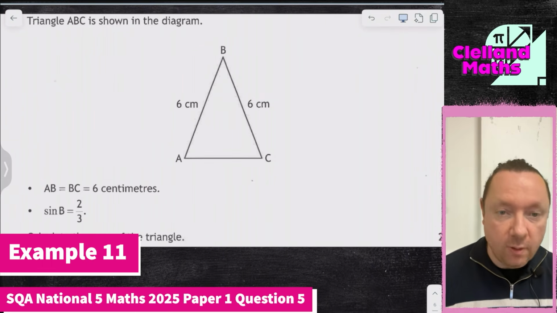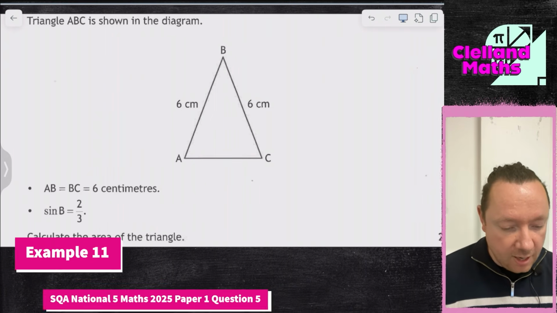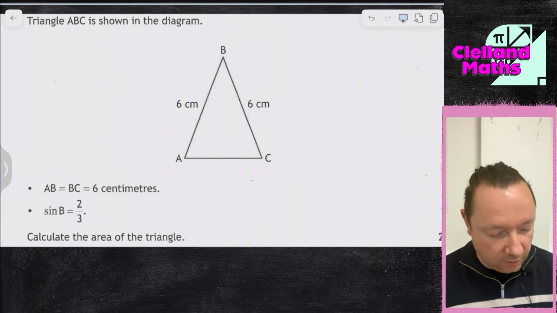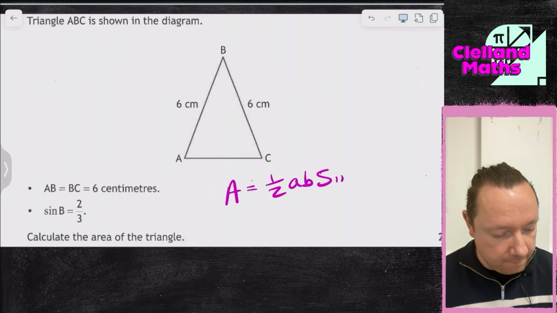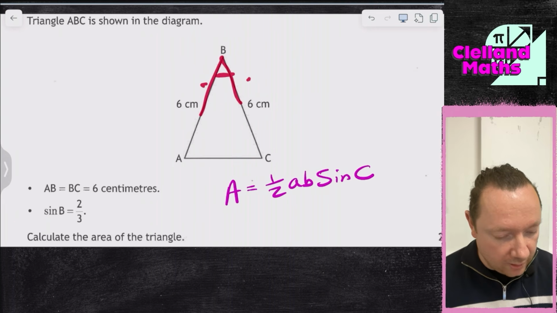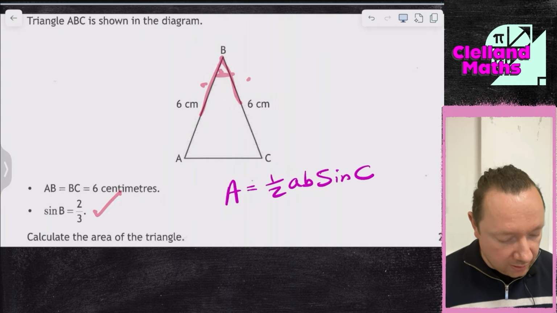SQA National 5 Maths 2025, Paper 1, Question 5. Triangle ABC is shown, AB and BC are 6. Sine B is 2/3, find the area. So start of the exam paper, area is a half AB sine C. Doesn't matter about this, all that matters is that the angle in between is the one you're looking at, and two sides. So I've got the angle in between, and two sides.